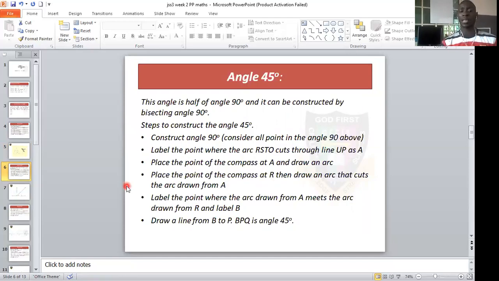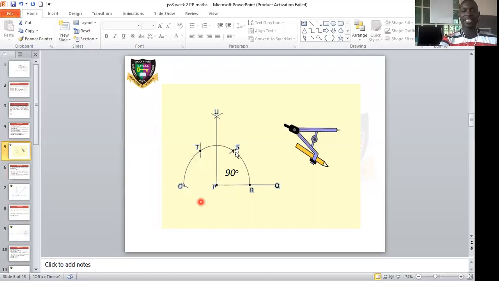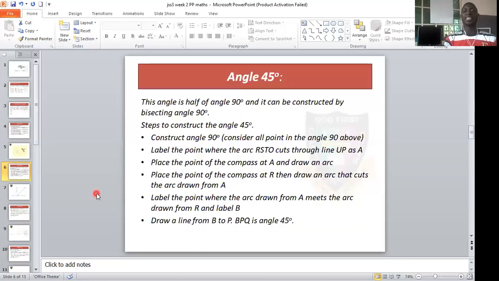So look at it. Step one says construct angle 90 degrees, and we have done that from the above construction. Label the point where arc RSTO cuts through the line PQ as A. Look at it here. This point, RSTO, the point of intersection with line PQ, we should label it as A. So place the point of compass at A, draw an arc.